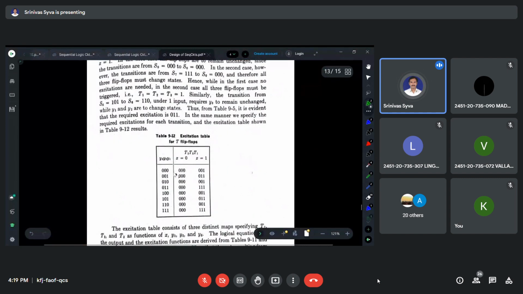So when pulse is not received, x equal to 0, there is no transition. There is no movement from one state to another state. So S0 to S0, S1 to S1.